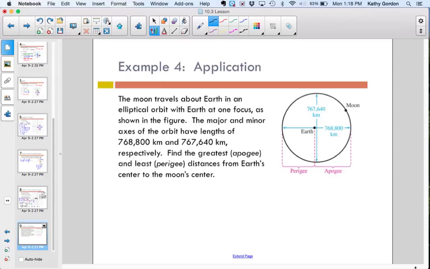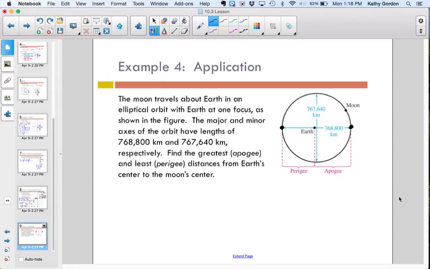So the real question here is, where would the moon be in the orbit for it to be the shortest distance from Earth and the longest distance from Earth? So I just find the vertices. That's the first thing you need to realize: what we're really asking for is, how far away are those 2 points from Earth?